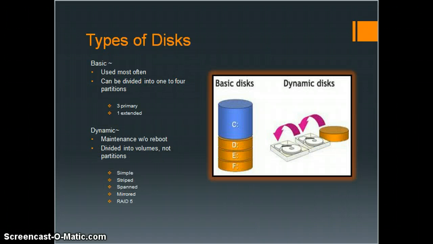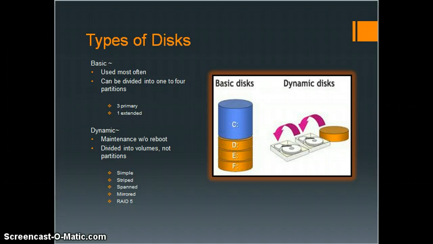With Windows 7, you are able to elect to have either a basic disk or a dynamic disk. A basic disk is most often the type of disk that is used and can be divided into partitions, up to 4: 3 primary partitions and 1 extended partition, which then can be divided into more logical drives.